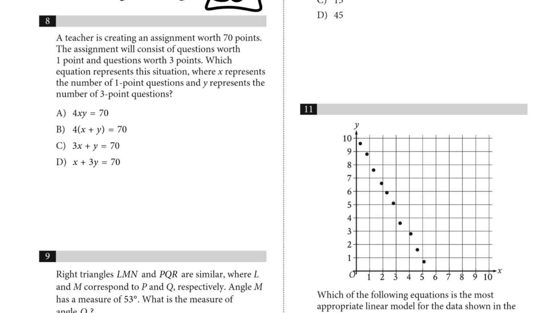questions? What we want to do to set up this equation is first write out 1 times x. 1 is the number of points you get times the number of 1-point questions, plus 3 points per question times the number of 3-point questions, and that's going to equal the total number of points that are on the assignment. And if we look at the answer choices, you will see this is D.